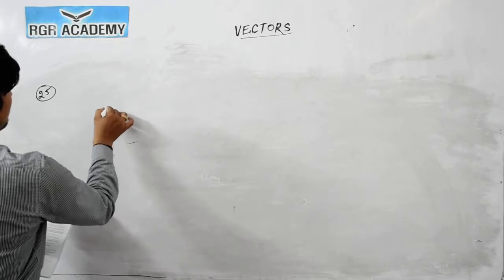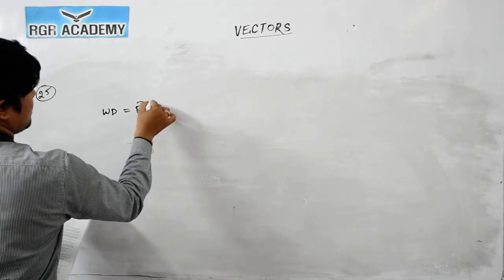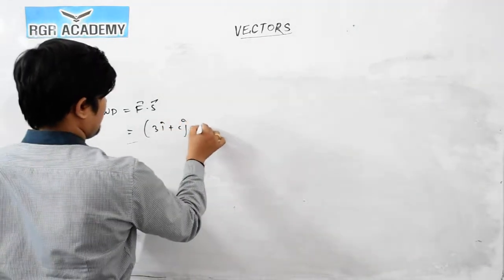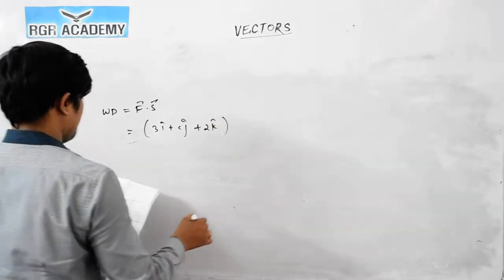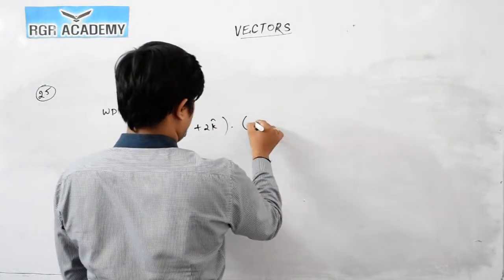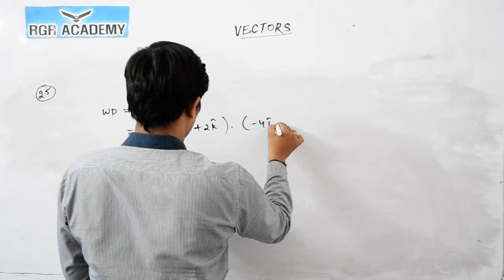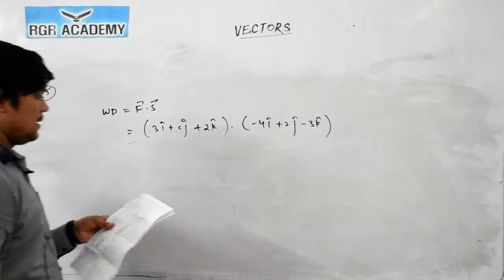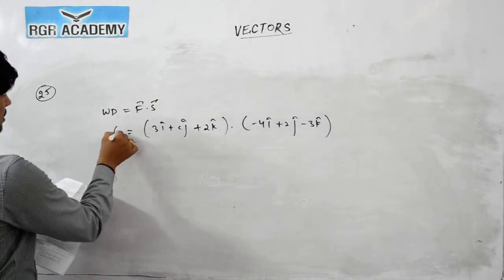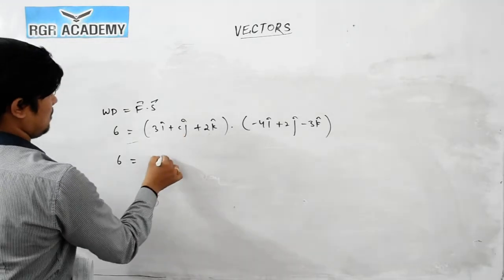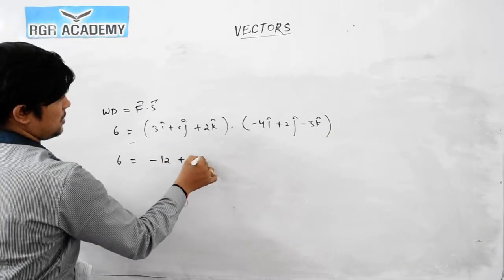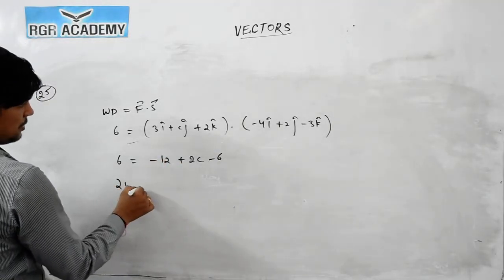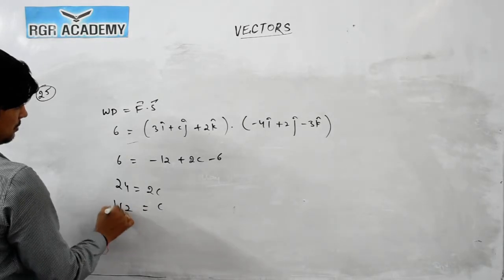Okay, so we know that work done is given by F dot S. Force is given as 3i cap plus C j cap plus 2k cap, dot S. S vector is given as minus 4i cap plus 2j cap minus 3k cap, and it is equal to 6 joules. So 6 joules will be equal to minus 12 plus 2C minus 6. So we can say minus 18, so 24 is equal to 2C. So C is equal to 12. So the answer is 12.